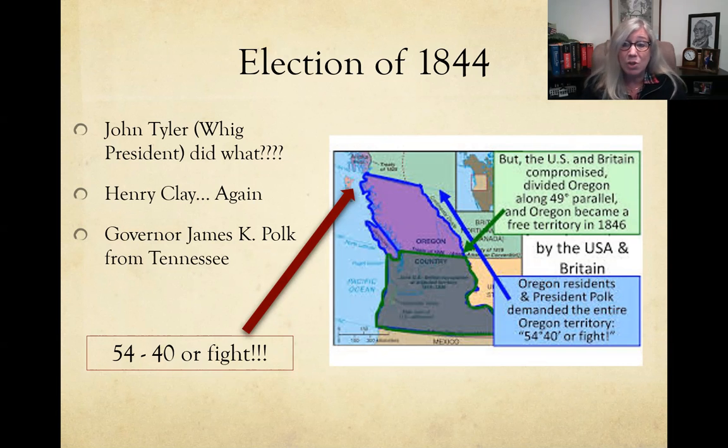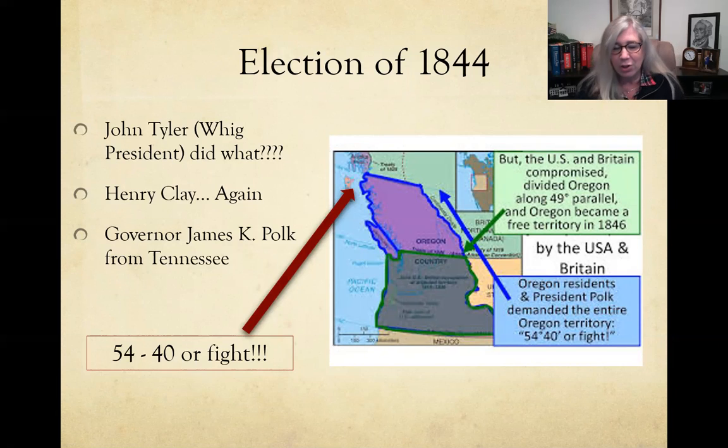Well, they nicknamed James K. Polk Young Hickory because he was kind of a protege of Andrew Jackson. And so the Democrats bring him in as their candidate because he's going to kind of bring back this idea of Andrew Jackson and the foundations of that party. And Henry Clay is going to run again for the Whigs.